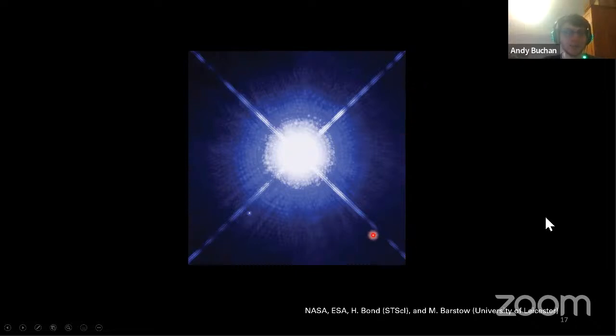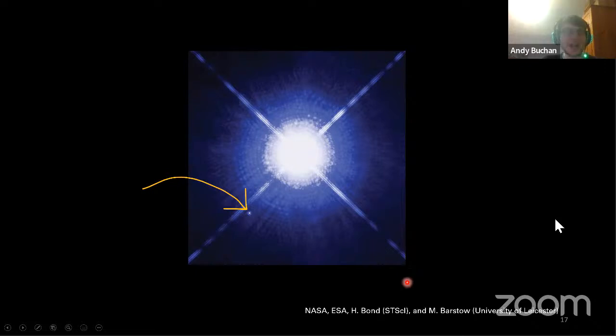And I've played a bit of a trick on you with this picture, because the white dwarf in this picture is actually here. I've chosen this picture to illustrate how small and how faint it is compared to a normal main sequence star. So you can imagine they're quite difficult to actually see.